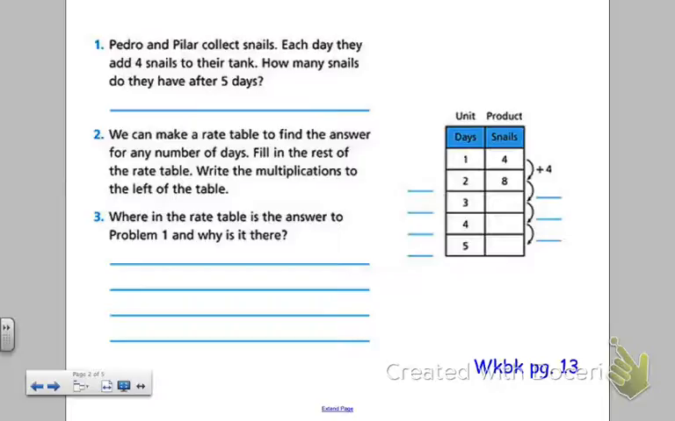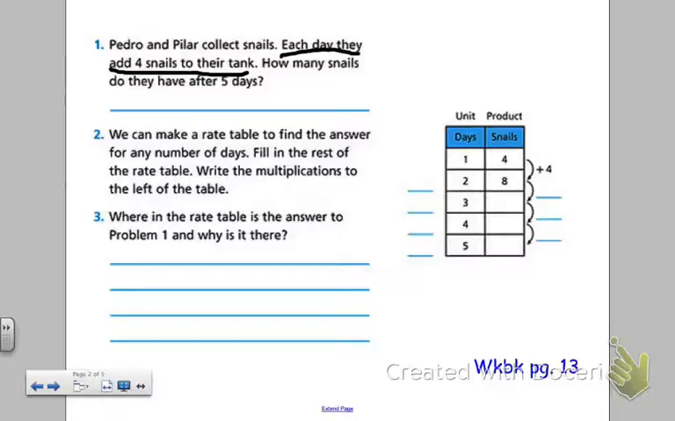Pedro and Pilar collect snails. Every day they add 4 snails to their tank. Hopefully you recognize that right away as a rate situation: 4 snails added to their tank every day. How many snails do they have after 5 days?